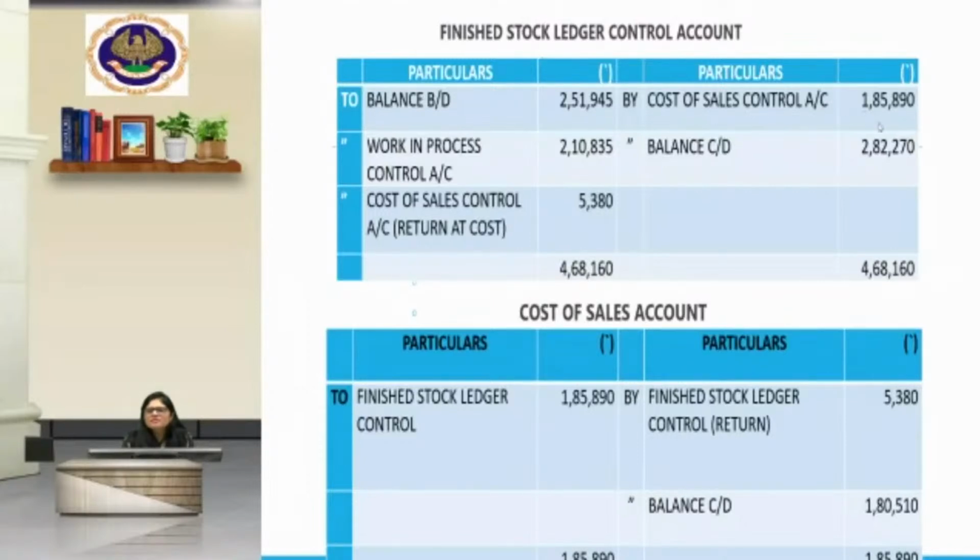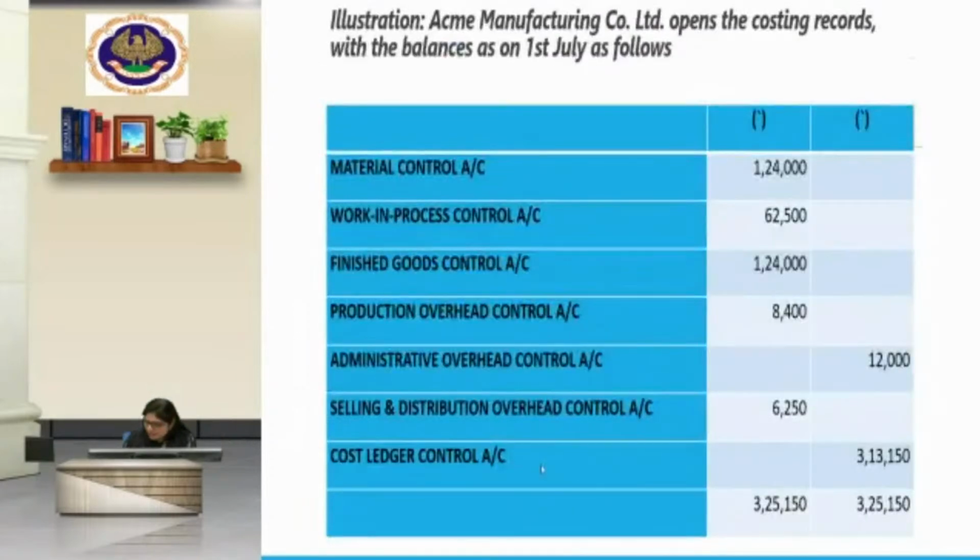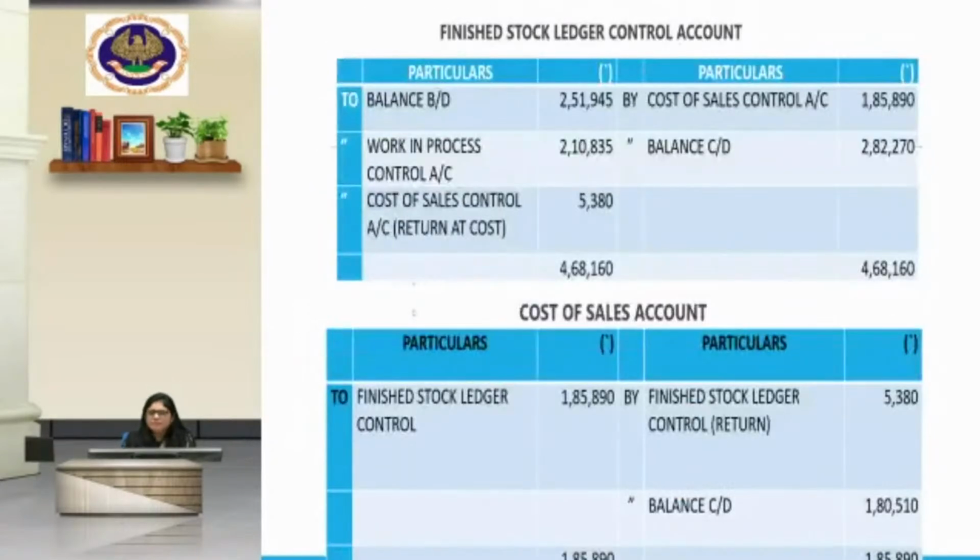So from the finished stock ledger, the cost of goods sold will be transferred. The balance CD of this account means these goods are still unsold; finished goods unsold. Whatever is the cost of goods sold is transferred to the cost of sales account, and the cost of sales account is receiving. So whatever account is receiving will be debited, and whatever account is sending will be credited. So finished stock will be credited and cost of sales will be debited.